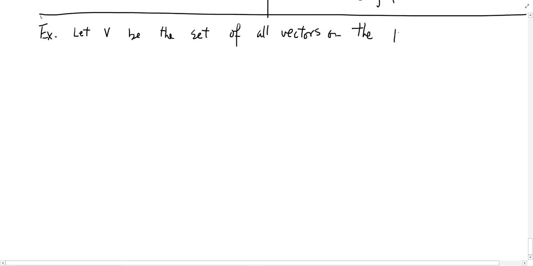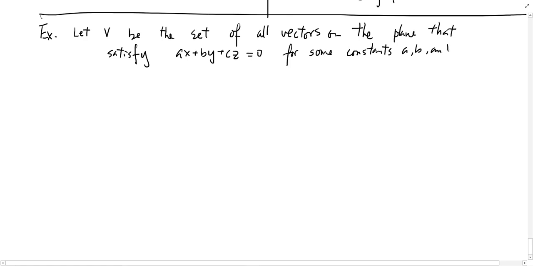So this one is actually pretty interesting. We can definitely talk about the geometrical interpretation of what this particular problem asks you to do. Let's say V be the set of all vectors on the plane that satisfy ax plus by plus cz equal to 0 for some constants a, b, and c. Show that V is a subspace of R3.